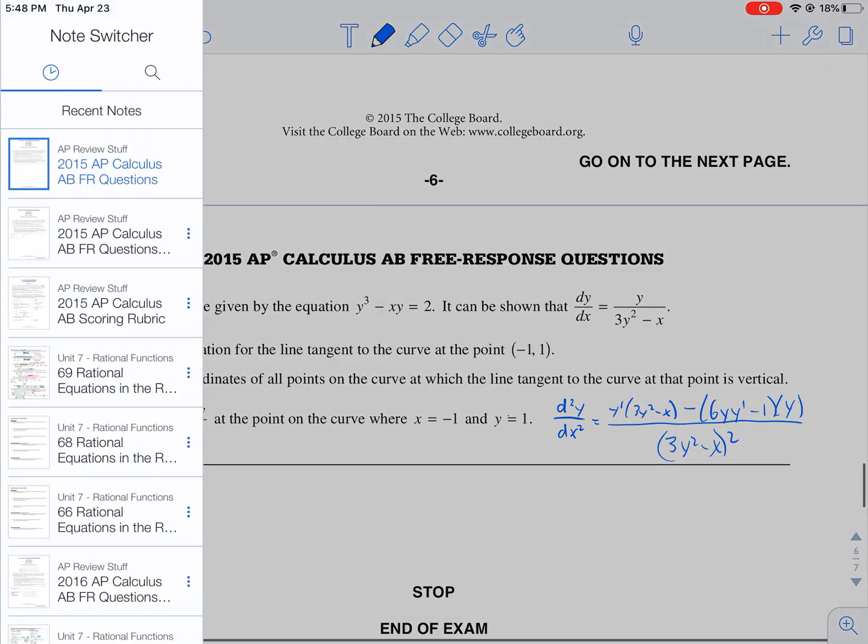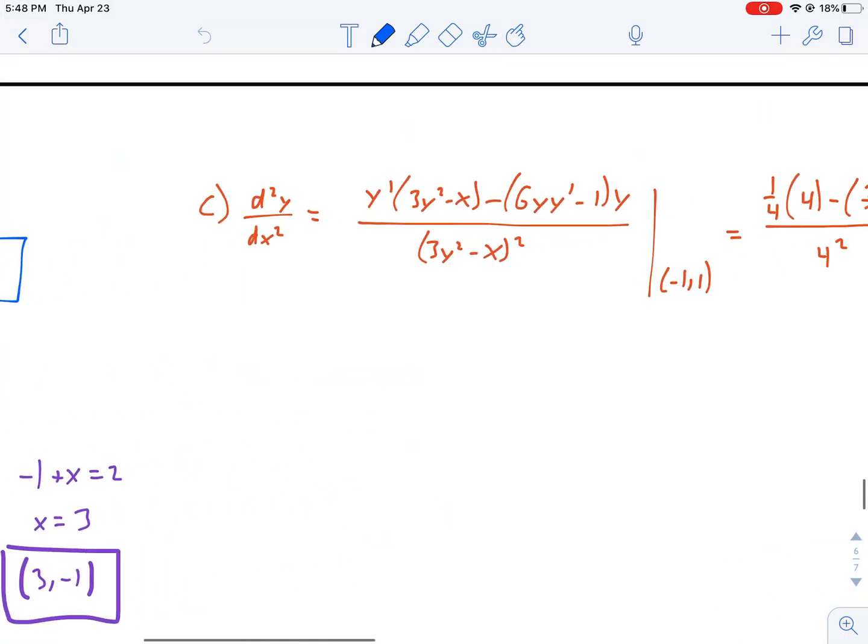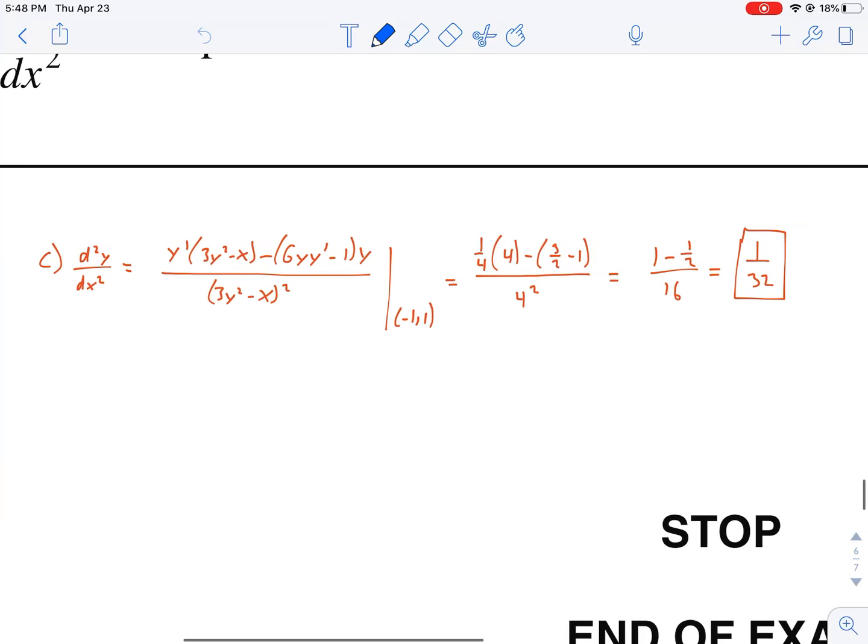Okay, and then you just plug in negative 1 and 1 to that. I'll let you go through that arithmetic. But here it is, so you can check yourself. Make sure you can do these things without a calculator, because we do mess up arithmetic sometimes. All right, and that is it.